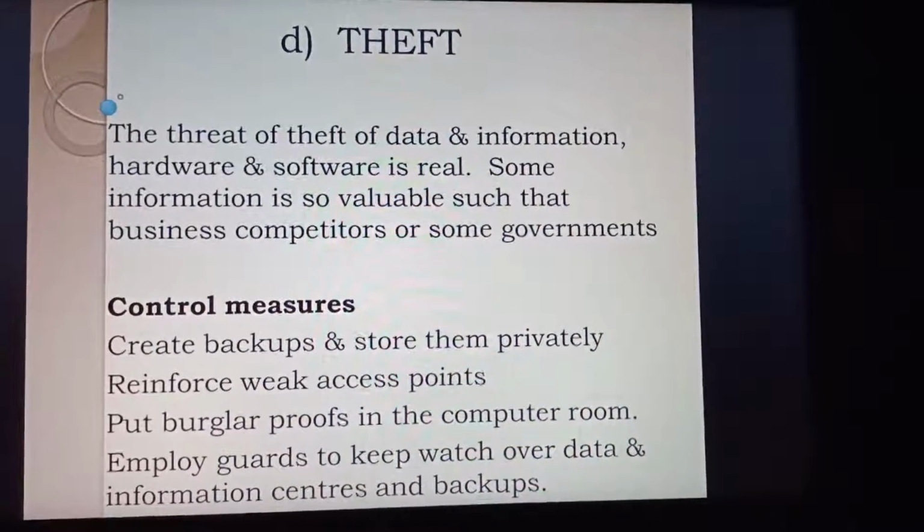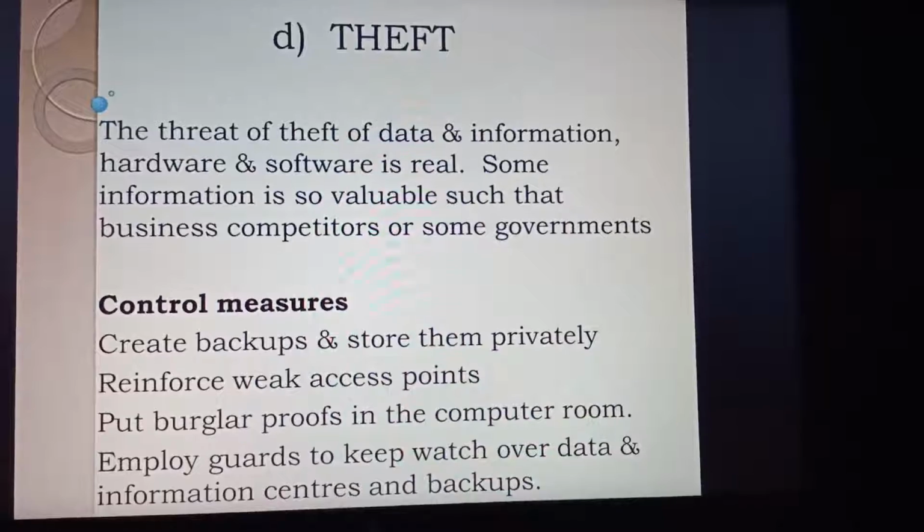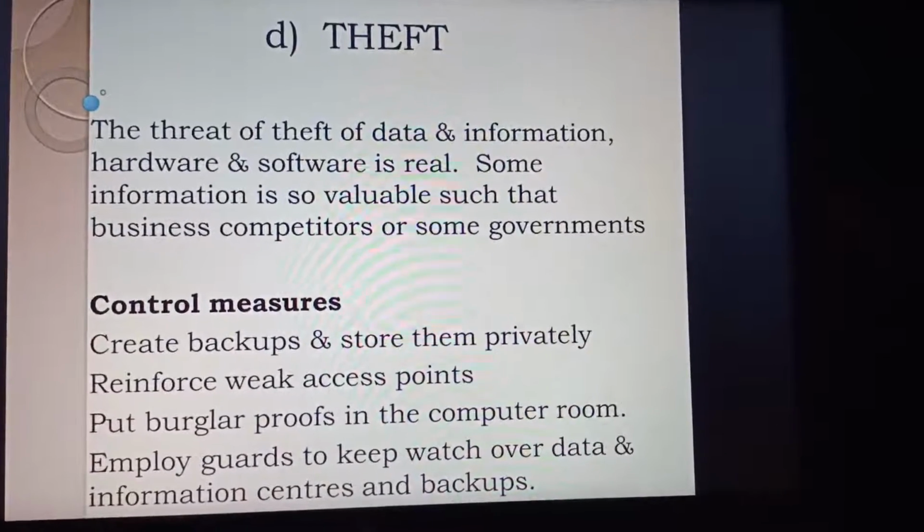That marks the end of our part 1 on data security and control.